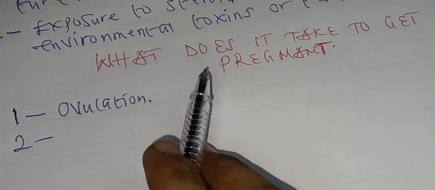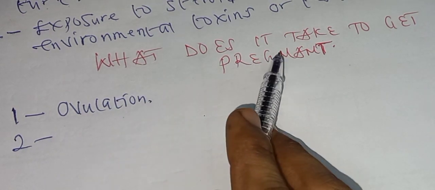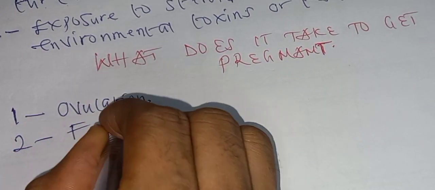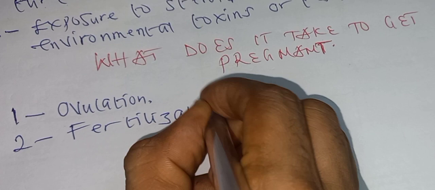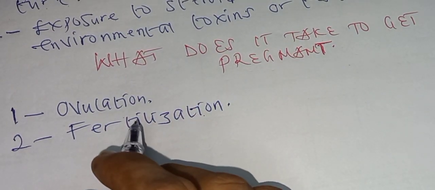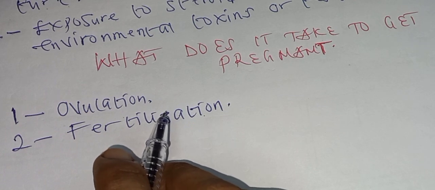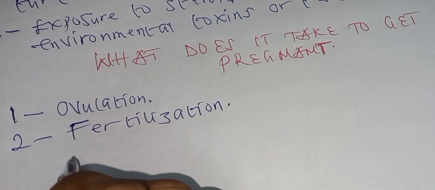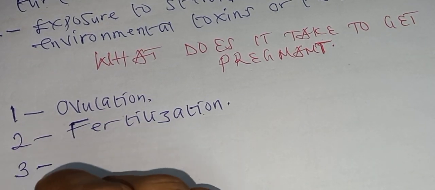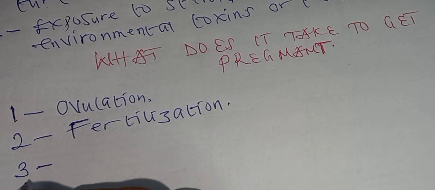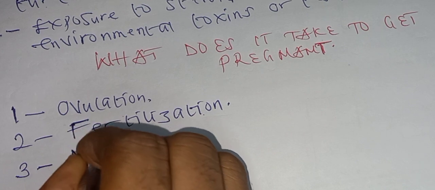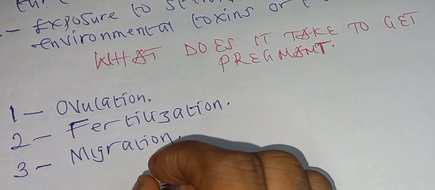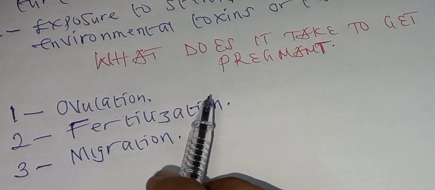Number 2 is fertilization. Fertilization means the sperm must join the egg. The ability of sperm to join the egg in a female is known as fertilization. It is the second stage that must occur before a lady can get pregnant. Number 3, migration. A fertilized egg must travel through the fallopian tube to the uterus, called migration. Now, the last stage that it takes to get pregnant for a female is implantation.